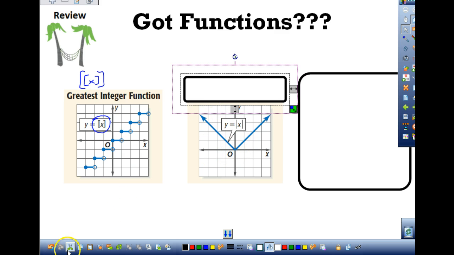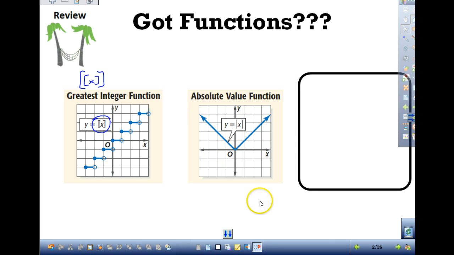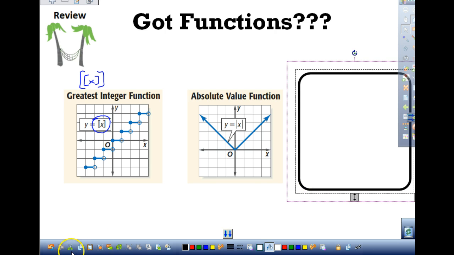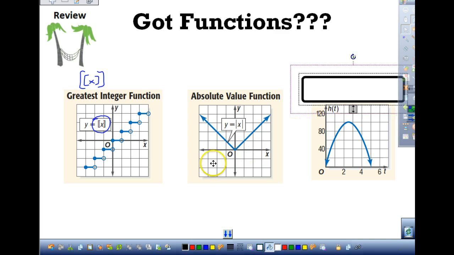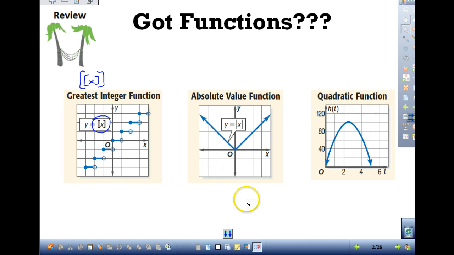This is called, what kind of function in the middle? Absolute value. Very good. Has that V shape. Over here we have a quadratic. It's a parabola shape.